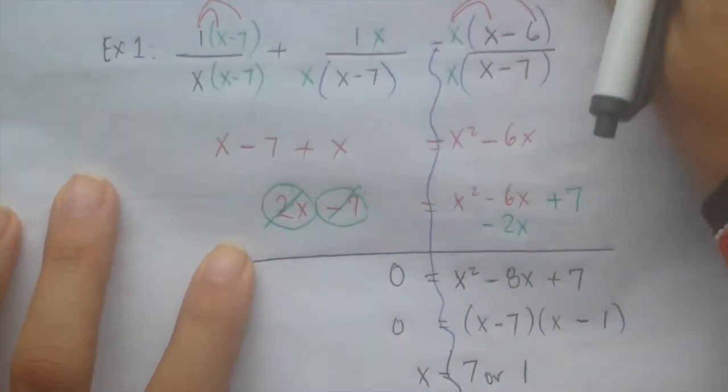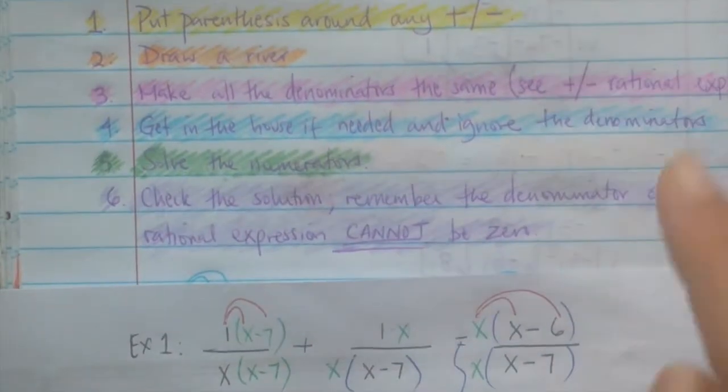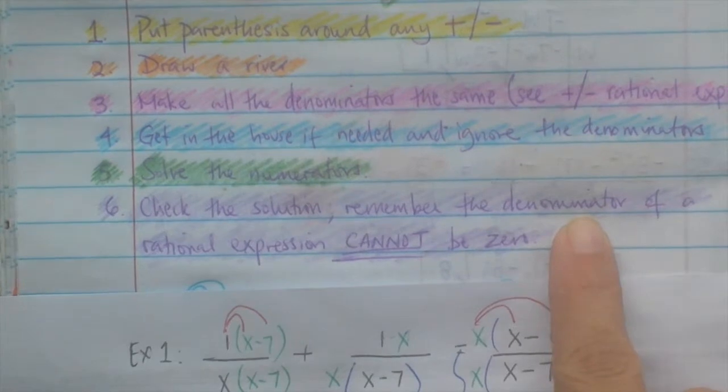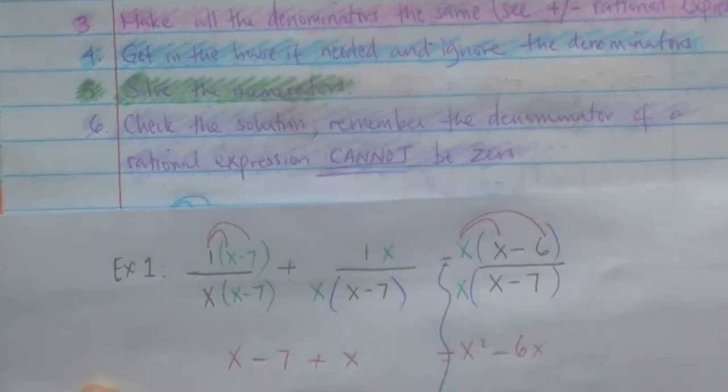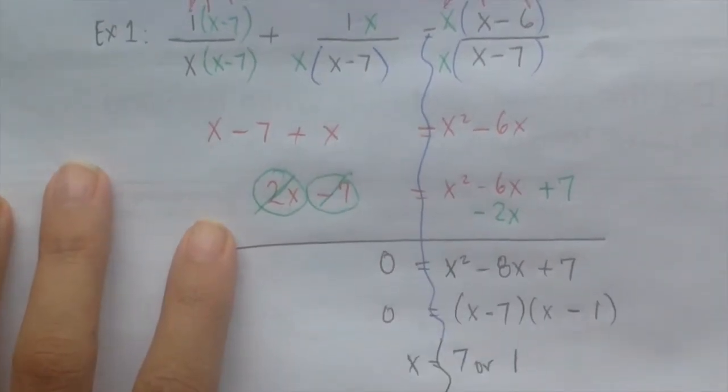Now this final step is very, very important. Check the solution. Remember the denominator of a rational expression cannot be 0 because you can never divide by 0. It's going to give you an error. So you have to check your answers.